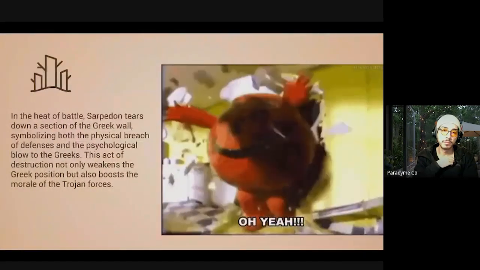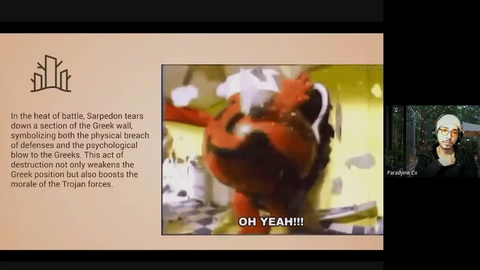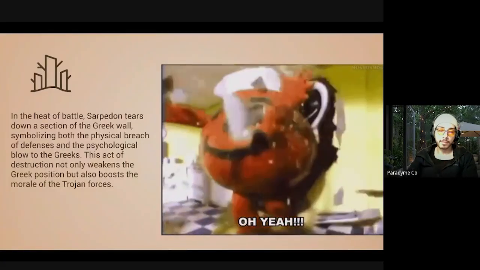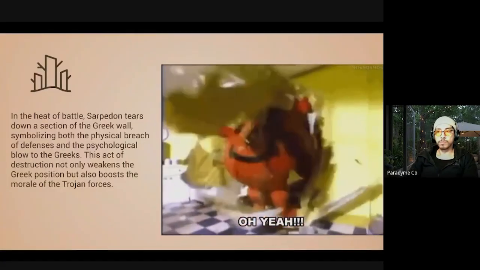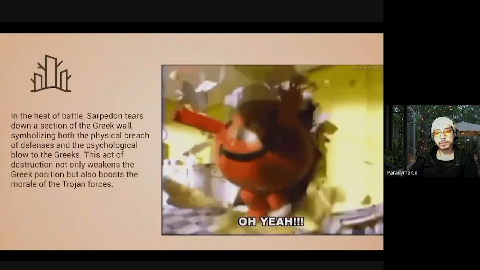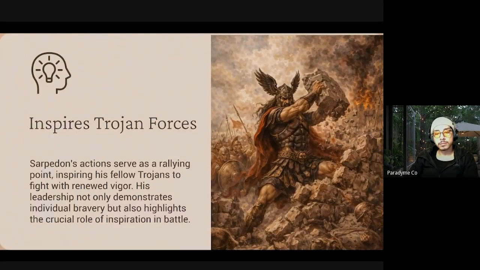In the heat of battle, Sarpedon tears down a section of the Greek wall, symbolizing both the physical breach of defenses and the psychological blow to the Greeks. This act of destruction not only weakens the Greek position, but also boosts the morale of the Trojan forces. Sarpedon's actions serve as a rallying point, inspiring his fellow Trojans to fight with renewed vigor. His leadership not only demonstrates individual bravery, but also highlights the crucial role of inspiration in battle.